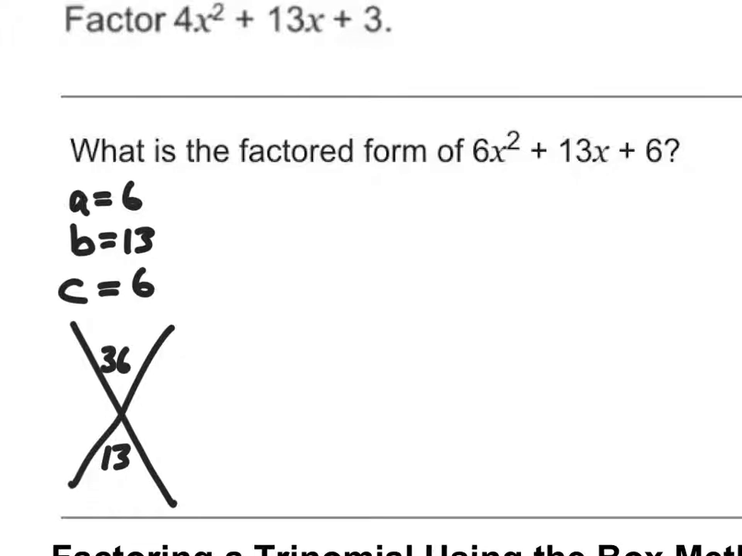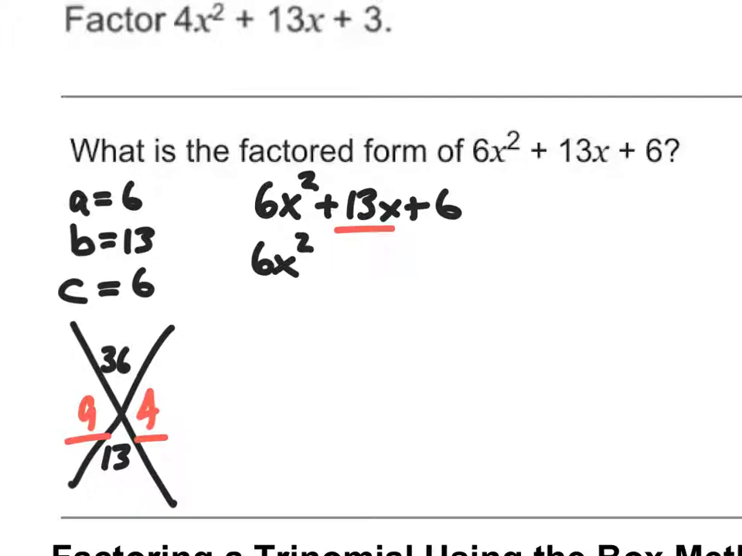Okay, now the question is, what two numbers multiply to 36 but also add to 13? Okay, and it may take you a little bit to think about it, but those numbers are going to be 9 and 4. Okay, 9 times 4 gives me 36, and then 9 plus 4 gives me 13. So what I'm going to do is take my trinomial 6x squared plus 13x plus 6, and I'm going to split up this 13x. Okay, and I'm going to use 9 and 4 to do that. So I've got 6x squared, and I'm going to do plus a 9x, and then plus a 4x, and then plus 6.